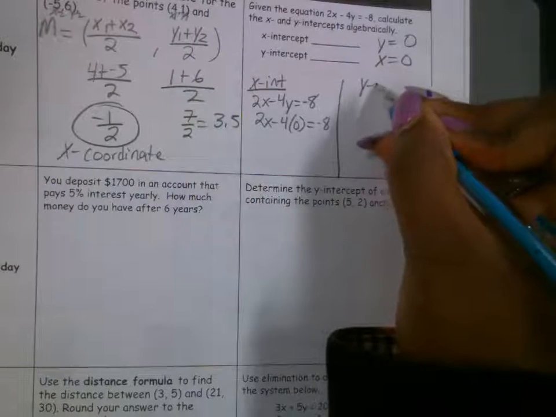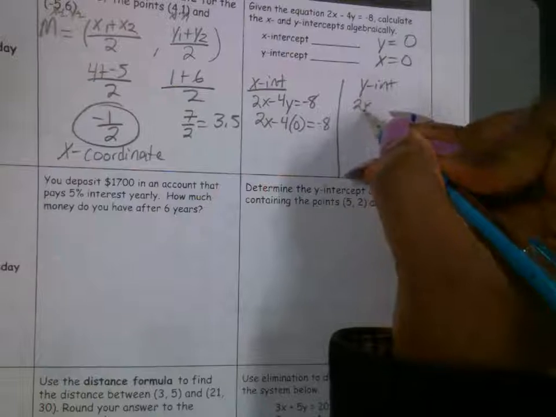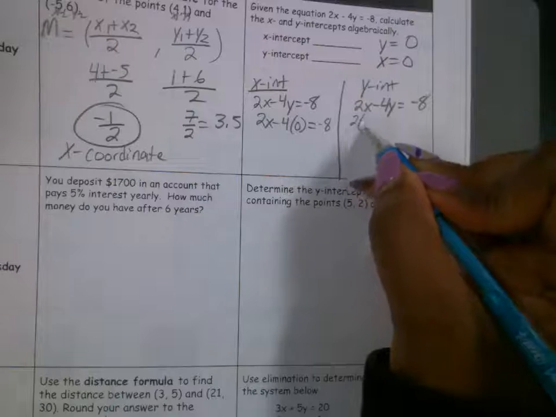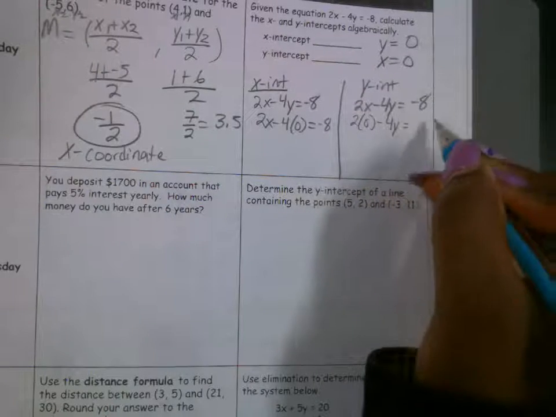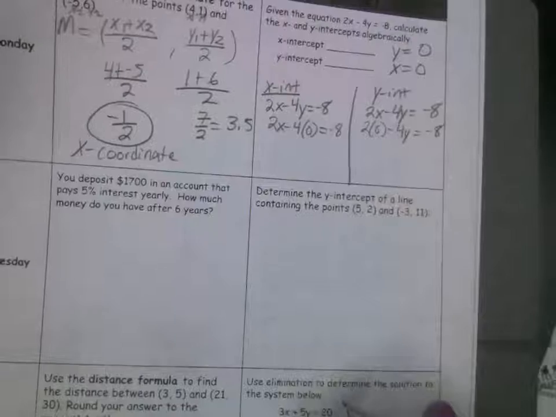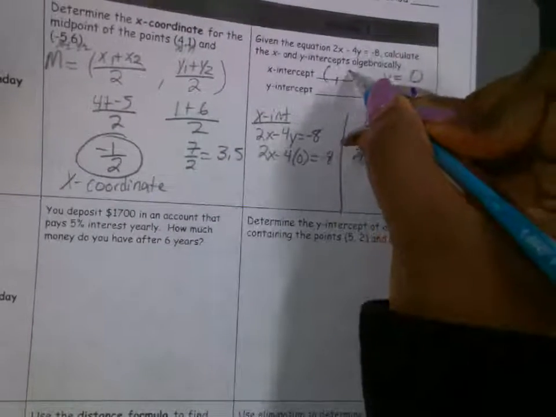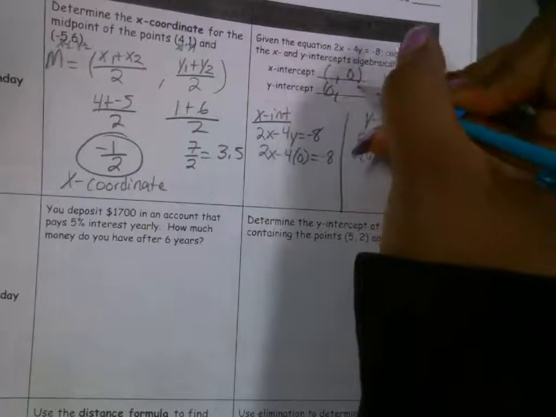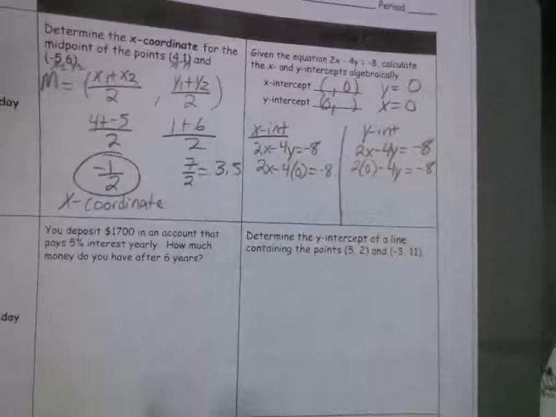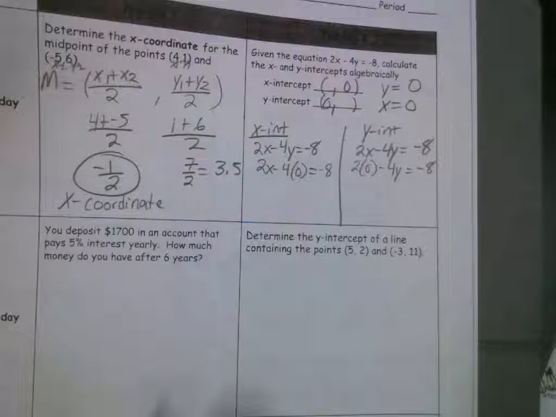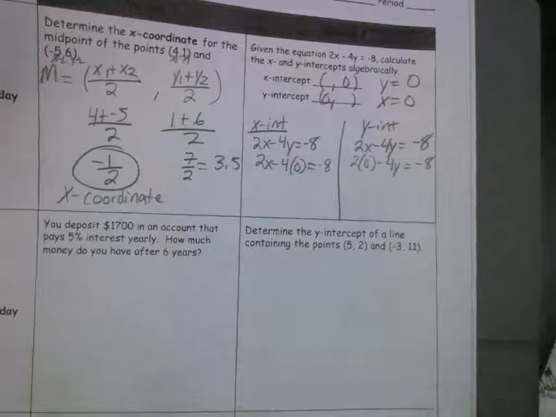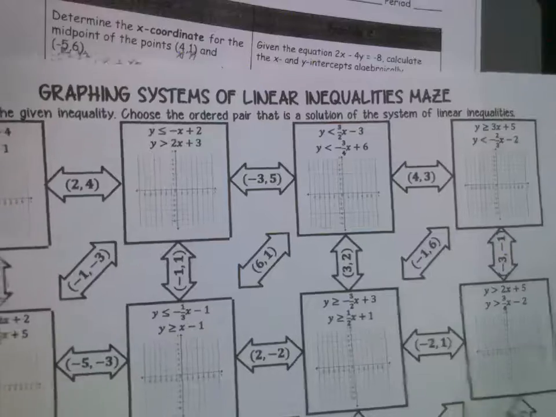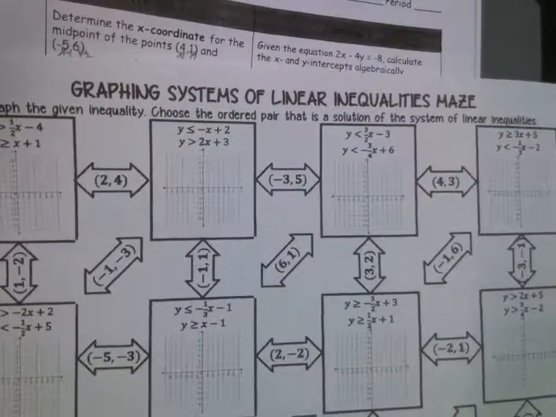And let's do the y-intercept. Do it the same way. Substitute 0 in and solve for y. So we got our ordered pair here and our ordered pair here. Any questions, comments, or concerns? I'm going to pause to give you a chance to finish that up. All right, here we go.